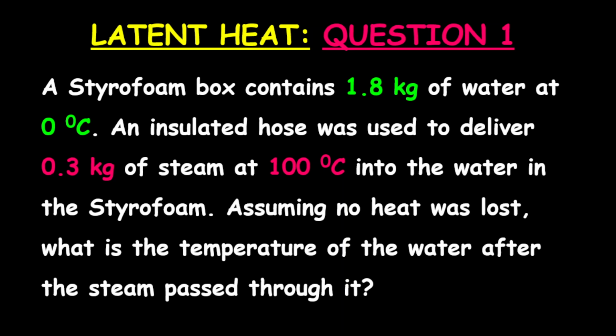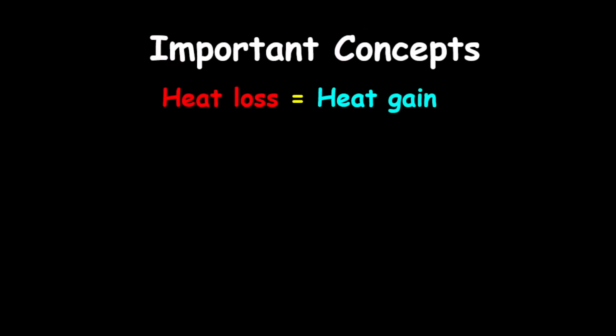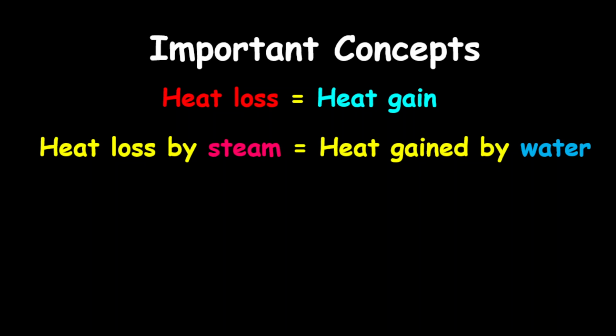Now, before we can do the calculations, there are certain things we need to consider or to make some assumptions. The first thing I want you to note is that heat loss is equal to heat gain. Based on the nature of the question, we can make this assumption that the heat lost by steam is equal to heat gained by water. The reason for this is because the steam is at a higher temperature and water is at a lower temperature. So it's therefore important for us to note as well that warmer objects will lose heat to colder objects.